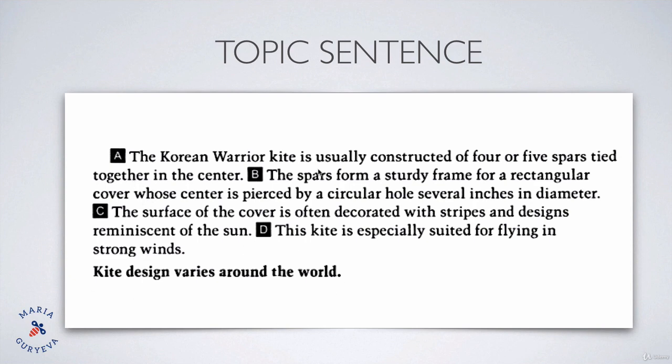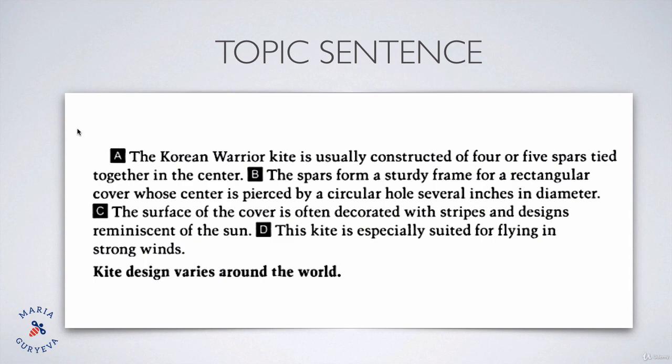Because later they will be discussing a design, right? The Korean warrior kite. So one of the designs of the kite. So this is a perfect general sentence about kite designs, and it, of course, should go here to letter A. All right, so this is an example of a topic sentence. Sometimes you have a sentence which will perfectly suit as a first sentence of the paragraph.